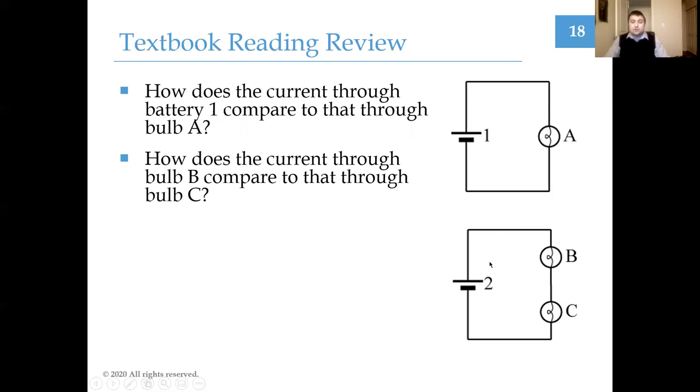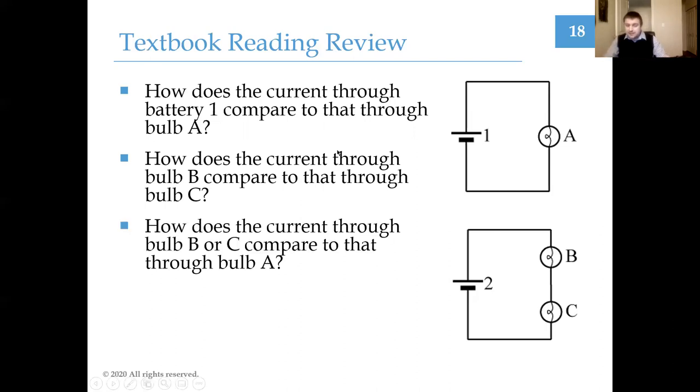Now, how does the current through bulb B compare to bulb C? We've answered this already. There are more obstructions present, so the current flow in the second circuit is slower than the first circuit. But remember, current is not used up as it passes through an element. All elements in the same series connection will have the same current flowing through them. So this means that the current through bulb B is the same as the current through bulb C.